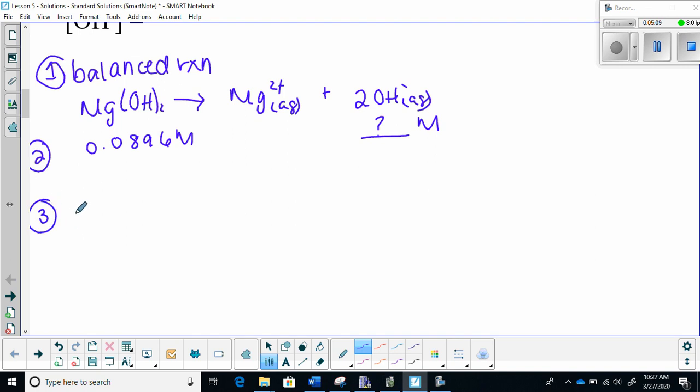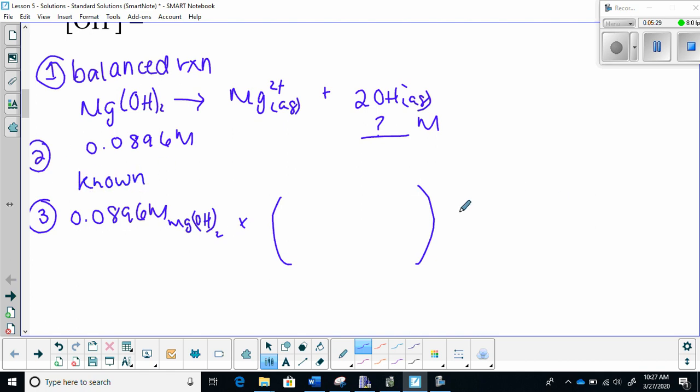So you begin with what you know, 0.0896 mole per liter of magnesium hydroxide. Perfect, so we need to now convert this. So remember, when you are going from a known to an unknown entity in a chemical reaction, you will use a molar ratio. Okay, and this is where balancing your reaction comes in handy. If you balance this reaction incorrectly, your molar ratio is going to be incorrect as well.